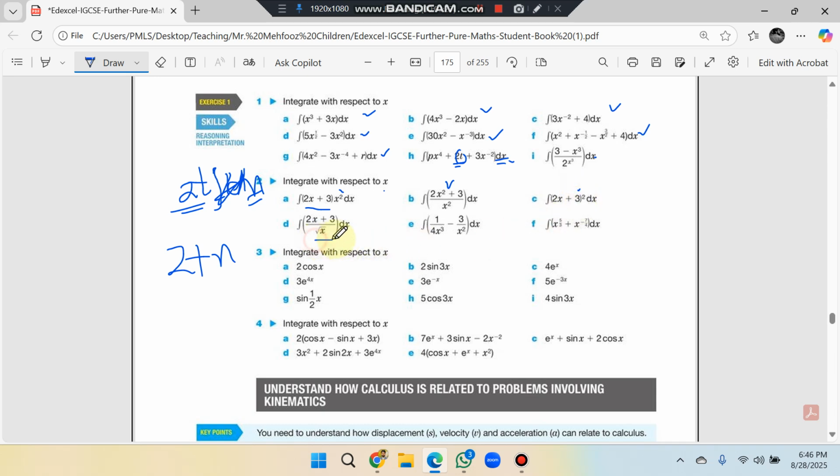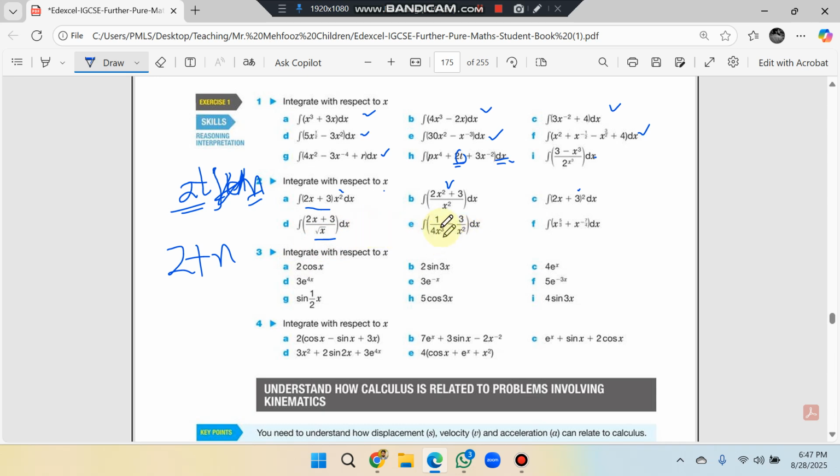In this part D we have to divide separately: 2x over x raised to the power 1 over 2 plus 3 over x raised to the power 1 over 2, then the power goes to the numerator and it becomes 1 minus 1 over 2. So first of all we have to simplify it into this simple expression, then we have to find the integral.